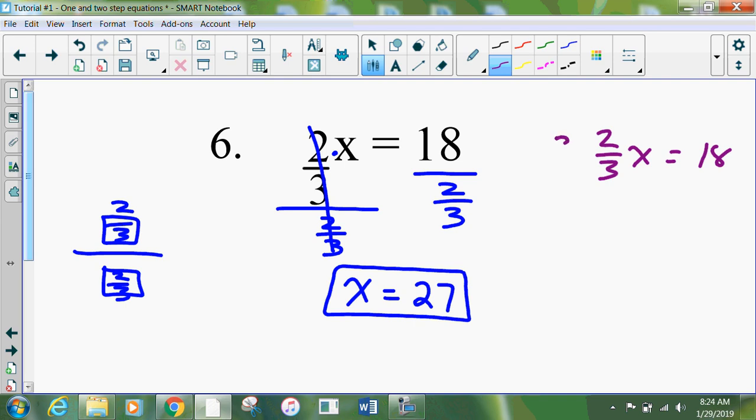And I think about if I flip 2/3, I'm multiplying by 3/2. See how when I multiply, I'm going to get a 6 on the top. 3 times 2 is 6. 2 times 3 is 6. 6 over 6 is 1, which is x.